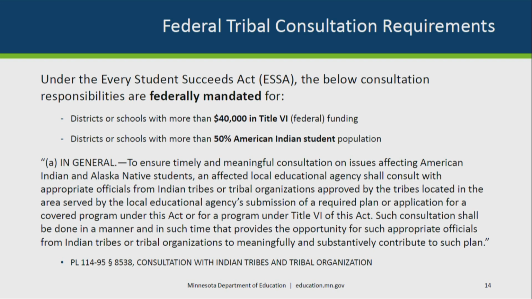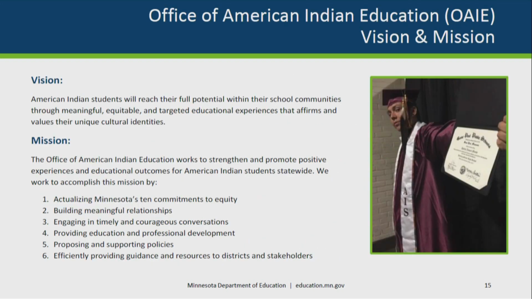Additionally, the Office of American Indian Education works with 37 districts or schools under the federal Every Student Succeeds Act. Any district that receives $40,000 in Title VI or has an American Indian student population of 50% or more is included in these consultations. We have been conducting these federal consultations since 2018. And alongside the Tribal Nations Education Committee, we work through a lot of information pertaining to all of the funds districts receive and how these funds are used to improve outcomes for our students.